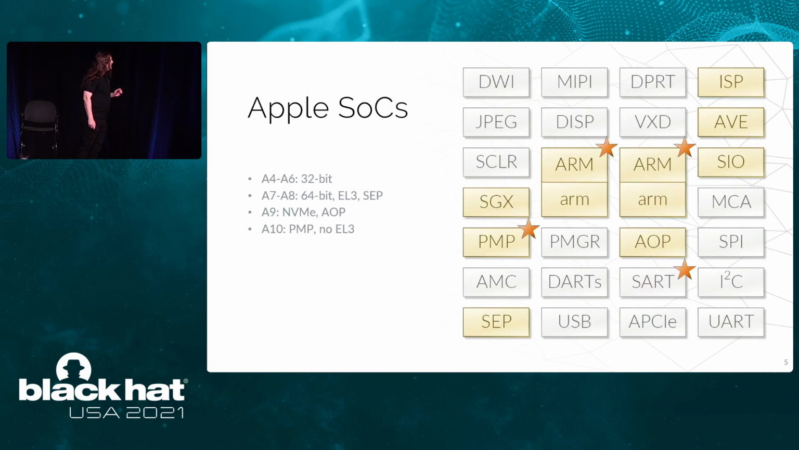Then in A10, Apple came up with a new design for their cores. They were still ARM compatible, although a newer version. It was ARM v8.1 with, well, privilege access never. And then they also made a few changes. They added yet another coprocessor, the power management processor.